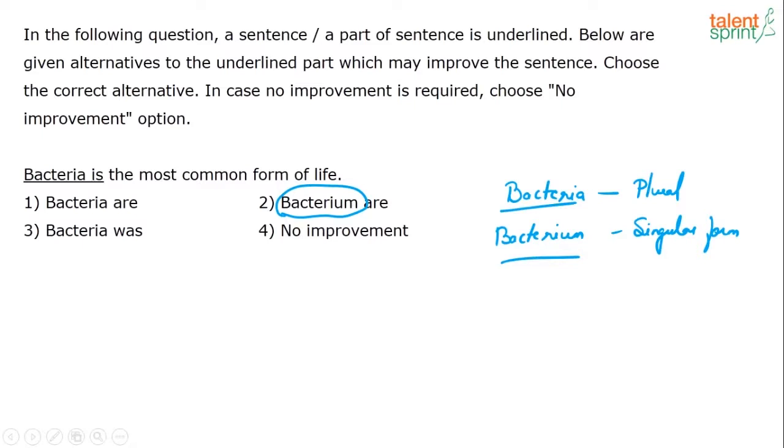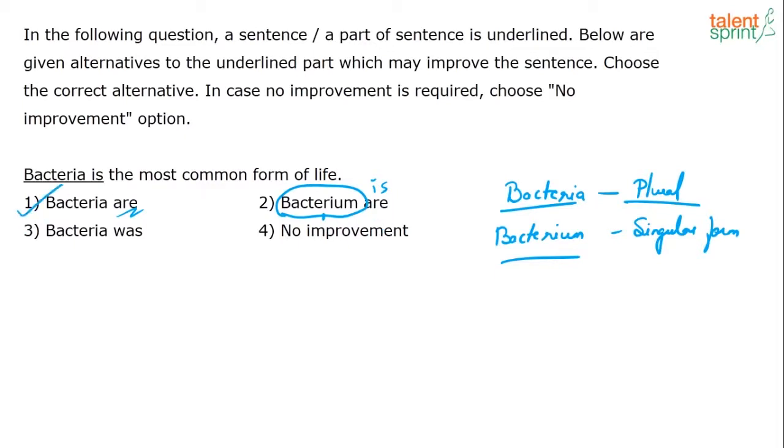So obviously because bacteria is plural, I need "are" and not "is". And I can't use bacterium because bacterium is singular. So if I have to use bacterium, I will say "bacterium is". Then it will be option 2. So the answer is option 1.